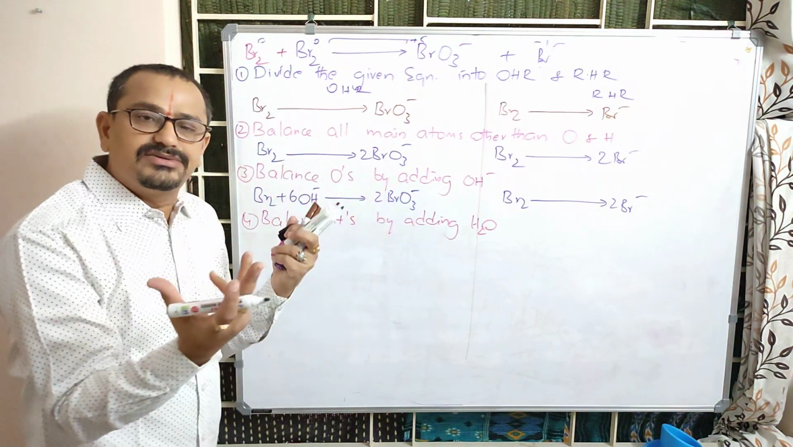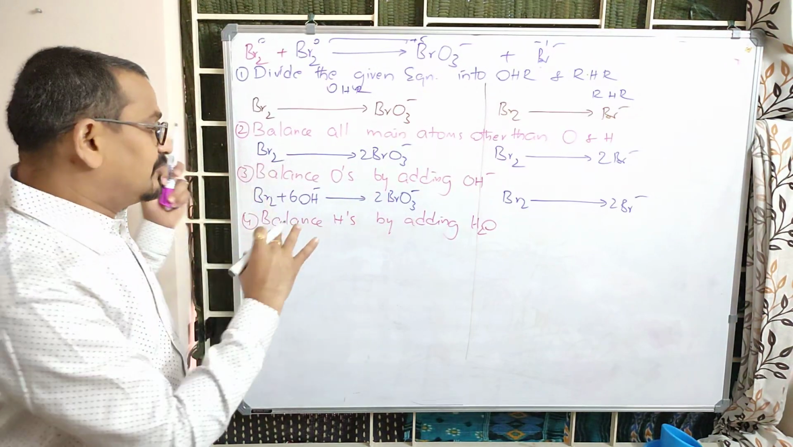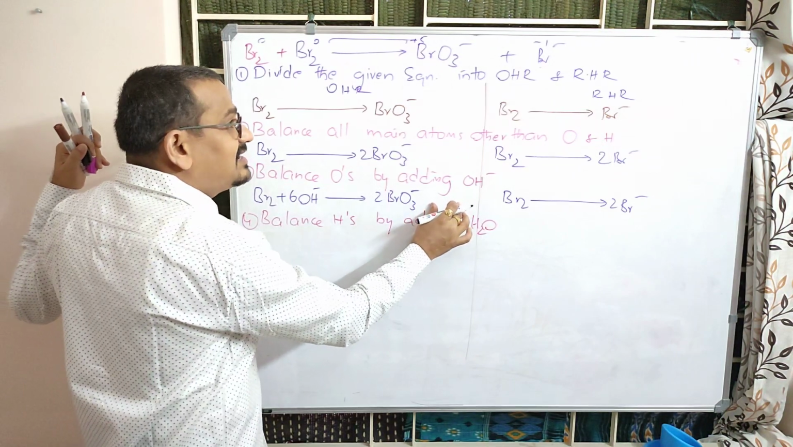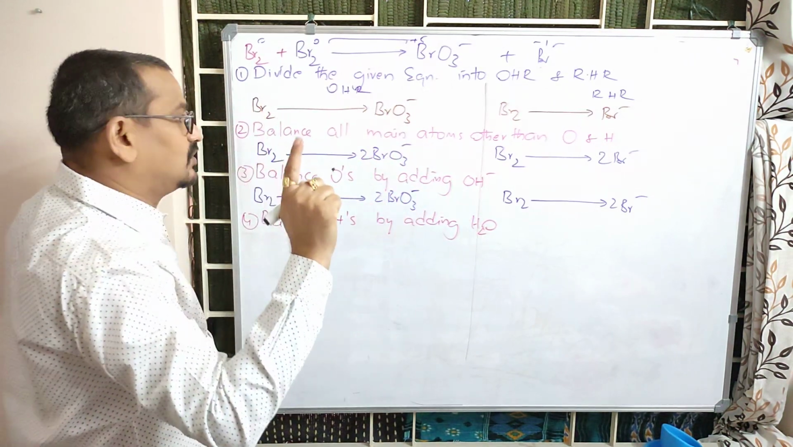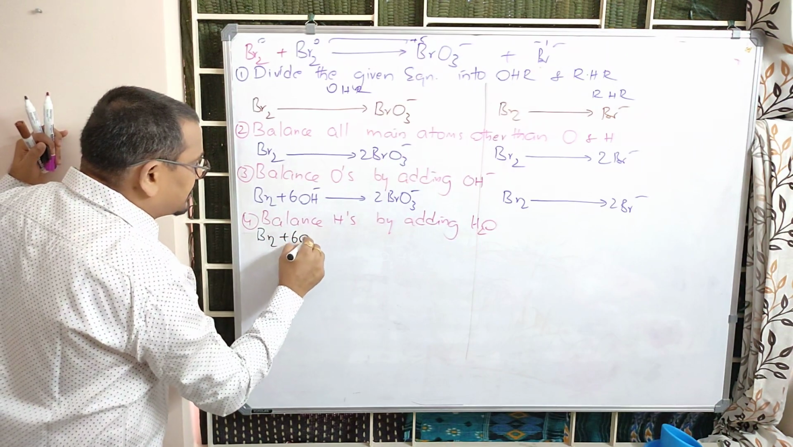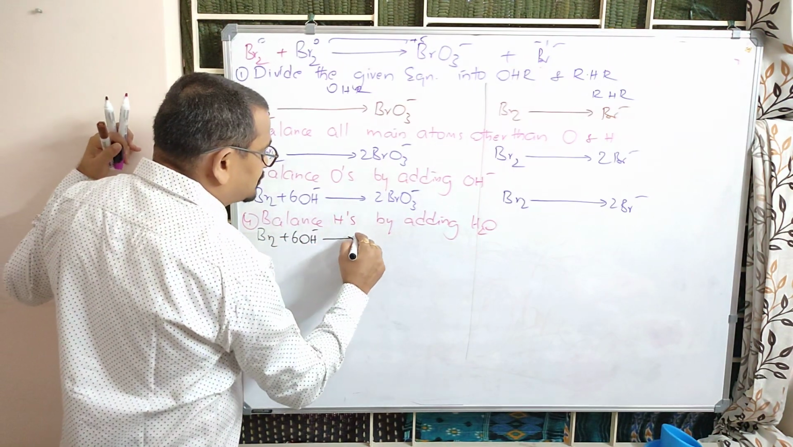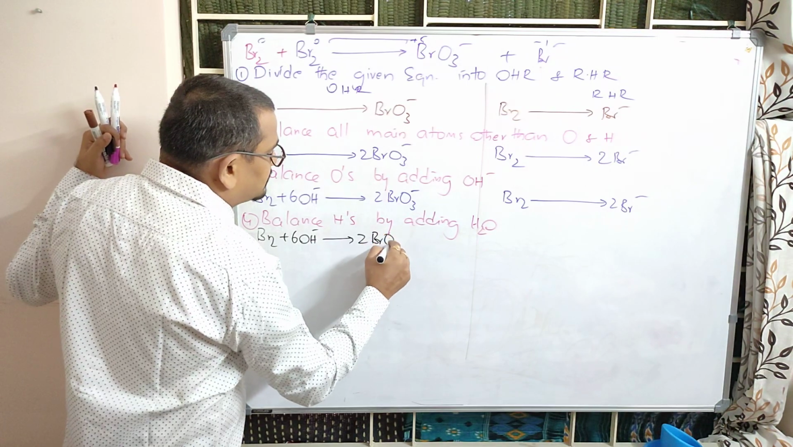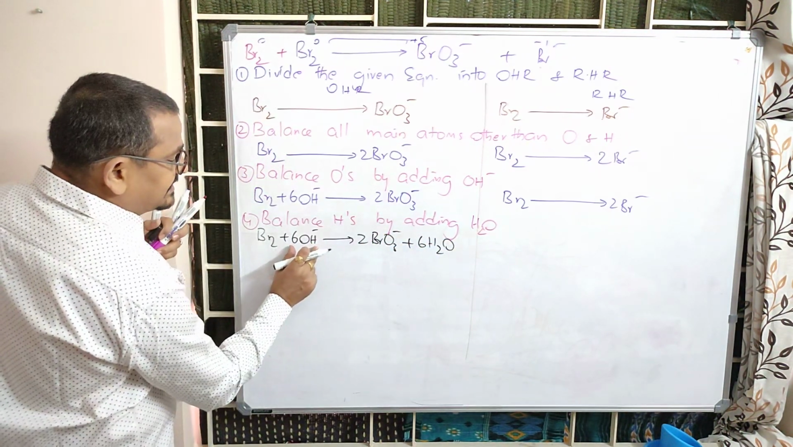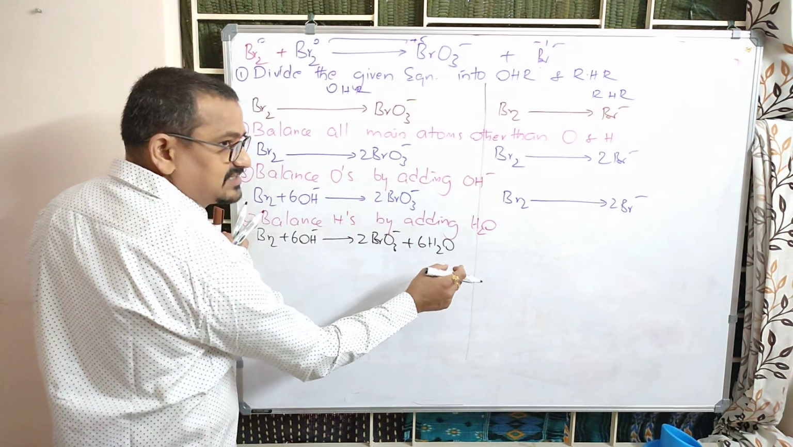Right side, no hydrogens. Right? To make them equal, for 6 hydrogens, add 6 H2O from the rules. Right? It is Br2 plus 6 OH minus giving rise to 2 BrO3 minus plus 6 H2O. Why did I add 6 H2O? For equating 6 hydrogens on the right side, I added 6 H2O.